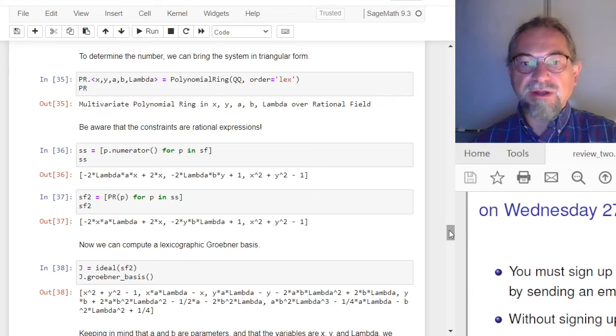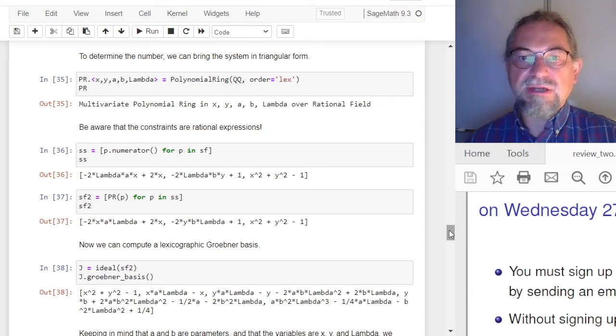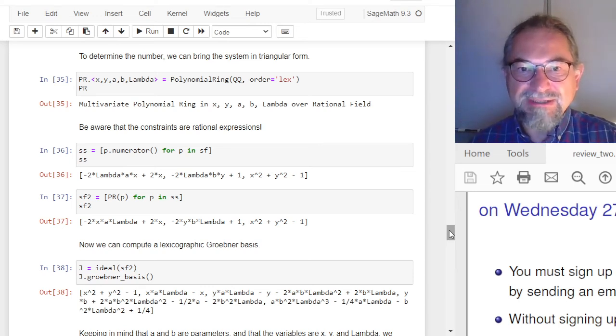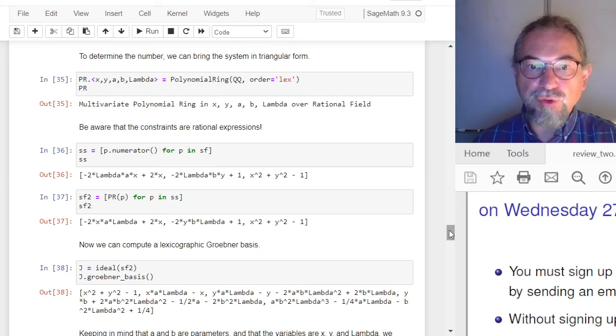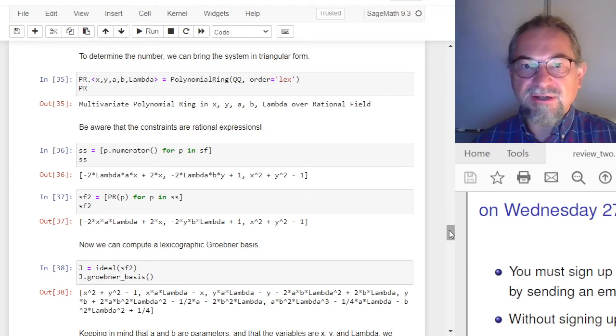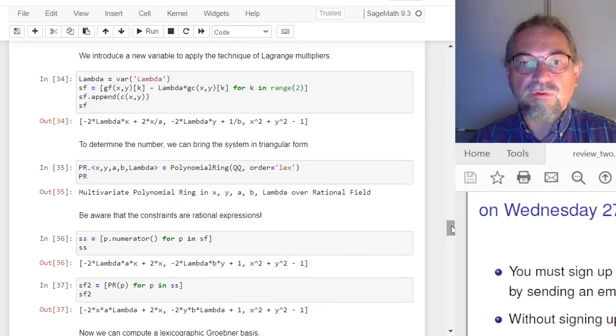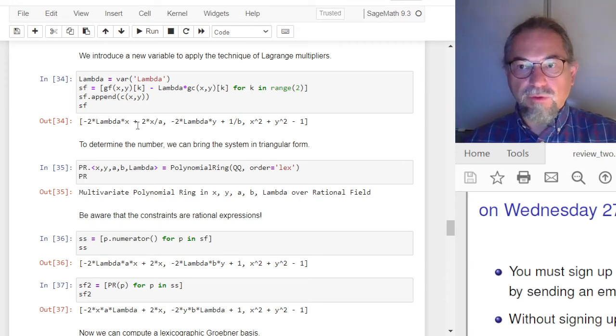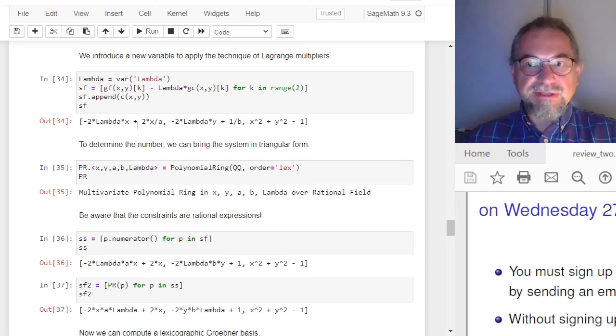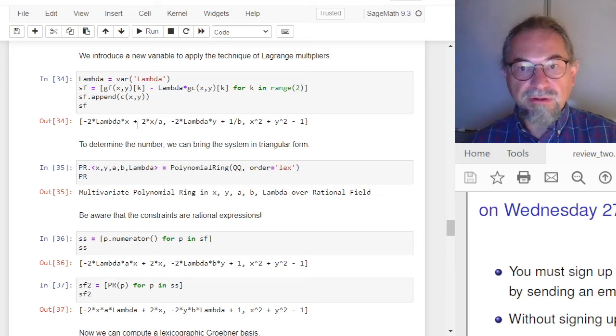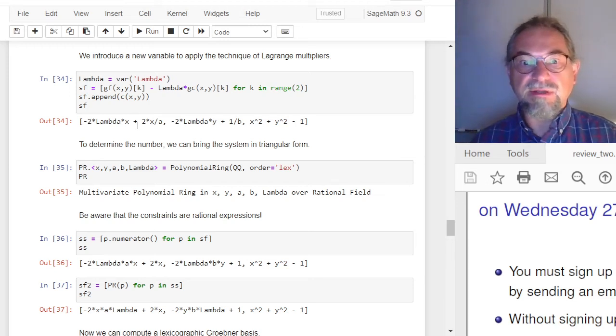And this can be done by computing a lexicographical Gröbner basis. But we have rational expressions. So this is where the normalization comes in. If I'm asking for the numerator, then I will actually get the things that are in standard form. Here you see this first equation where we have dividing by a. If I'm asking for the numerator, then one brings it to standard form. In some sense, this is a great review problem because the material of the second part is still very important here.